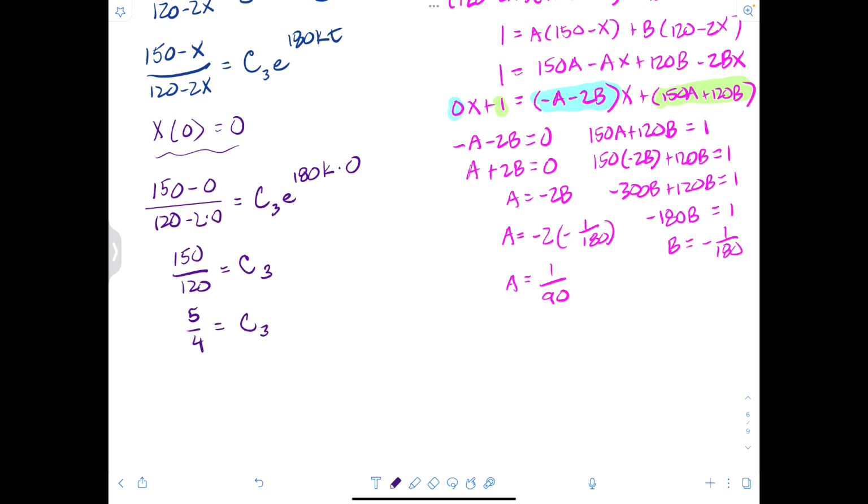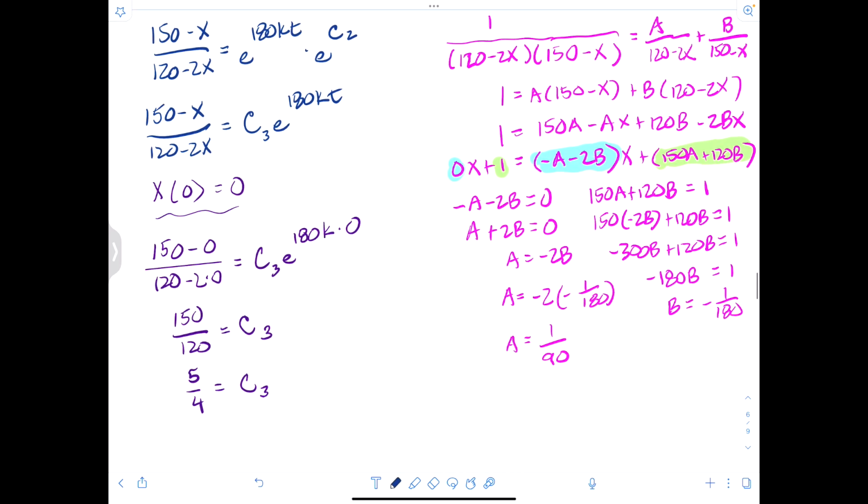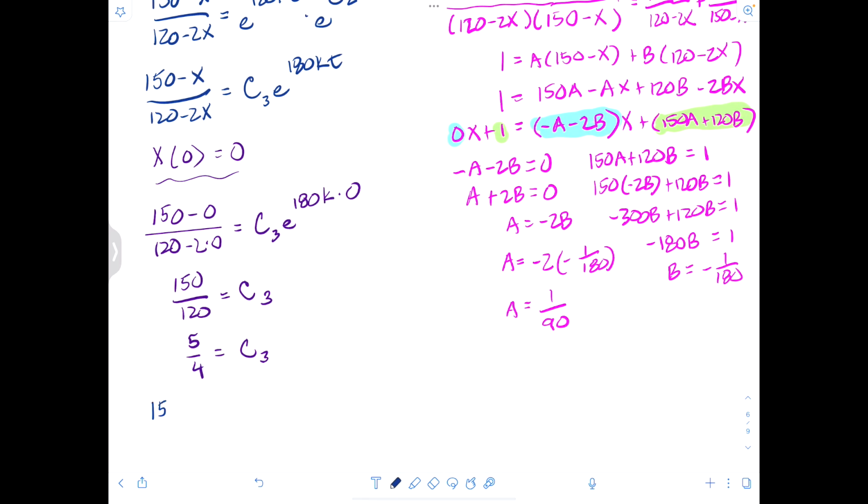Cool so far? So now, bringing back our function, we keep getting more parts to it. We are going to have 150 minus x over 120 minus 2x is equal to 5 fourths e to the 180kt.